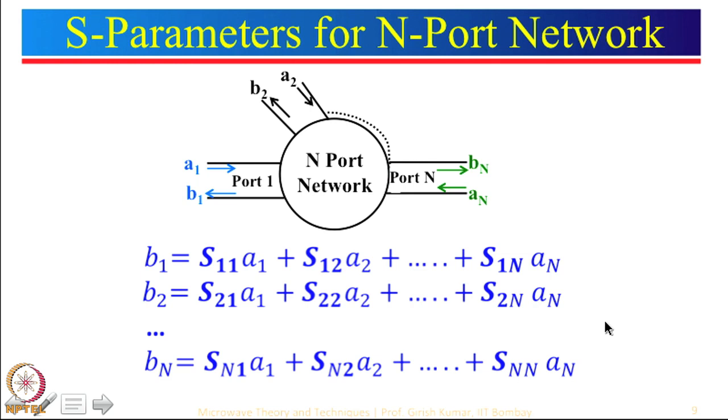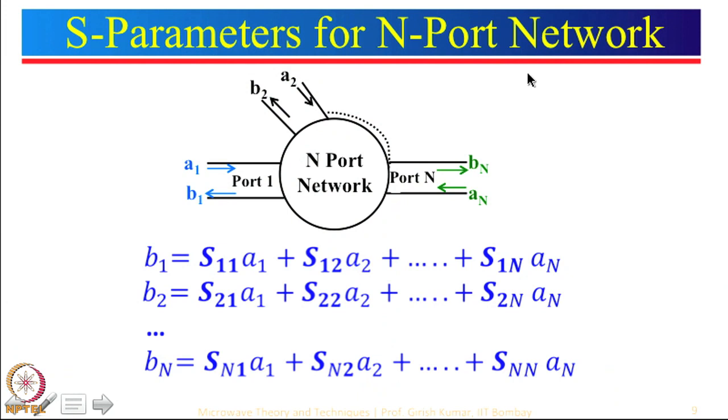Now let's just look at S parameters for N port network. Just to mention again, ABCD parameters were defined only for two ports, port 1 and port 2. But S parameters can be defined for N port. So we can see here port 1 incoming wave, outgoing wave. Then port 2 incoming wave, outgoing wave. Similarly, you can follow. So port N, incoming wave and outgoing wave. So in this particular case now we can write B1 as S11 A1, S12 A2 and all the way S1N AN. Now similarly B2 to BN, BN will be now SN1 A1, SN2 A2, all the way SNN AN.